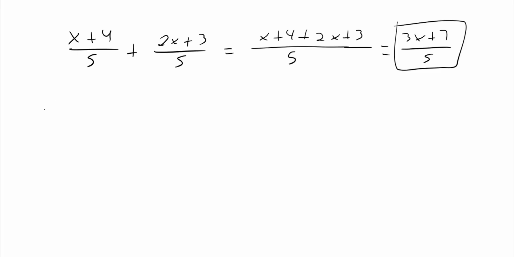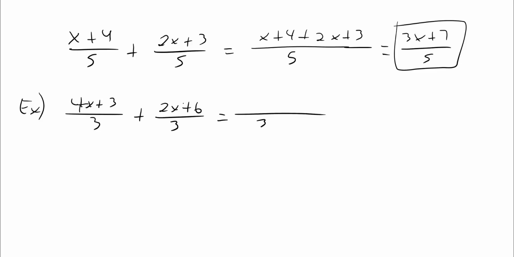Okay, let's try another one right below it. Another example: 4x plus 3 over 3 plus 2x plus 6 over 3. I'm going to put the 3 in the bottom, and then 4x plus 2x is 6x, and 3 plus 6 is 9. Always look to see if you can factor the top. Always, always, always. And I can factor out a 3. So if I factor out 3, I get 3 times 2x plus 3.